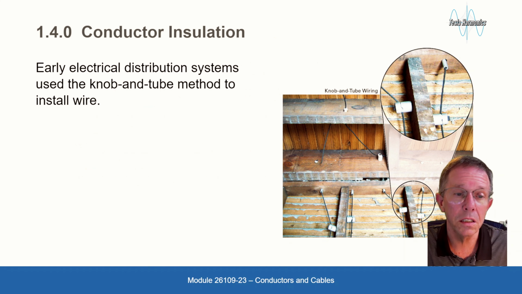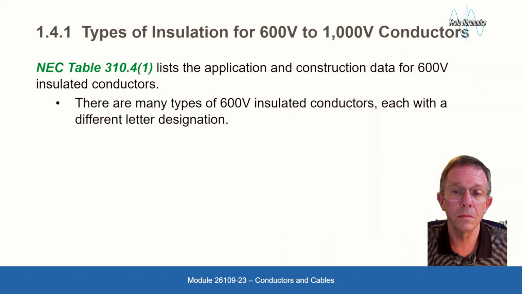Conductor insulation. Early electrical distribution systems used the knob and tube method to install wire. Types of insulation for 600 volt to 1000 volt conductors. NEC Table 310.4(1) lists the application and construction data for 600 volt insulated conductors. There are many types of 600 volt insulated conductors, each with a different letter designation.